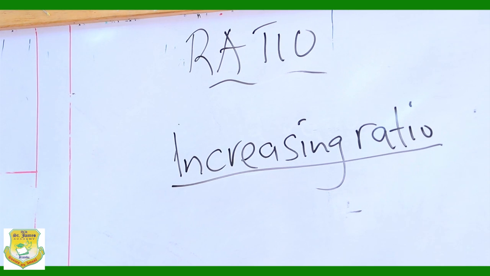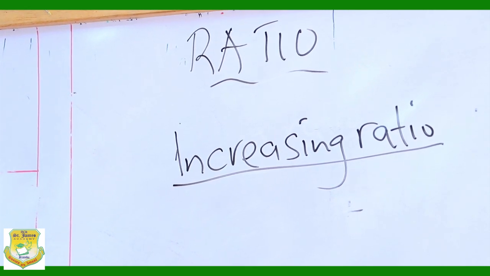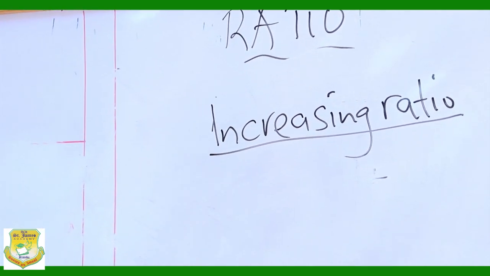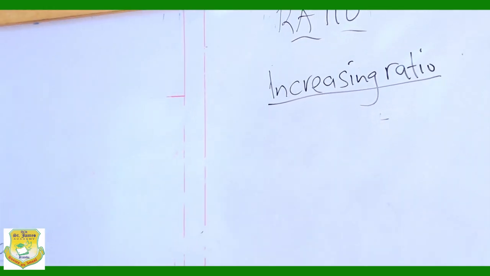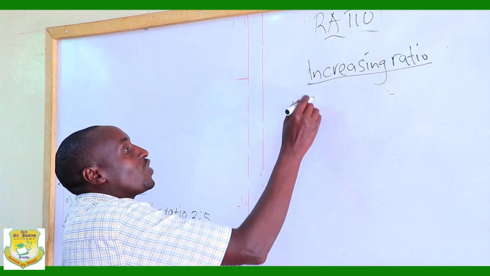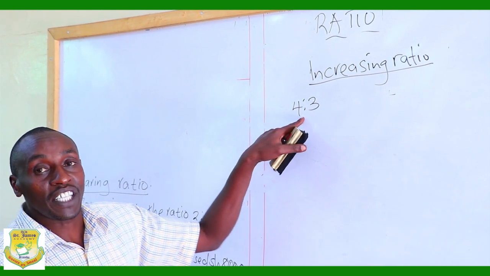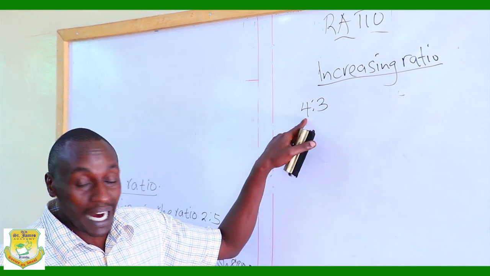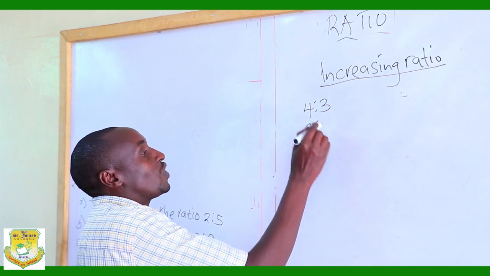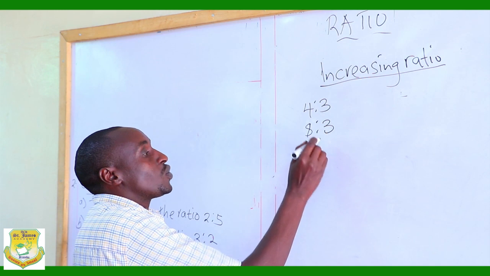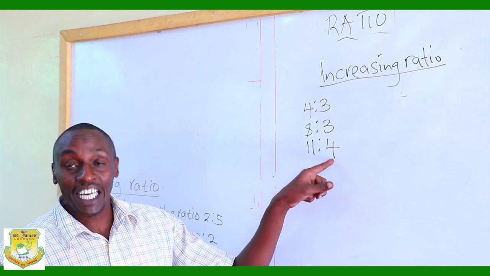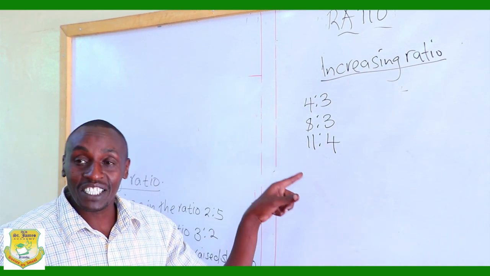It is about increasing ratio. Ratios are divided into two: increasing and decreasing. Increasing, the first number is bigger than the second one. For an example, 4 is to 3. This ratio is increasing. The first number is bigger than the second one. 8 is to 3. 11 is to 4. The first numbers, if you check, are bigger than the second ones. These ones are known as increasing ratios.